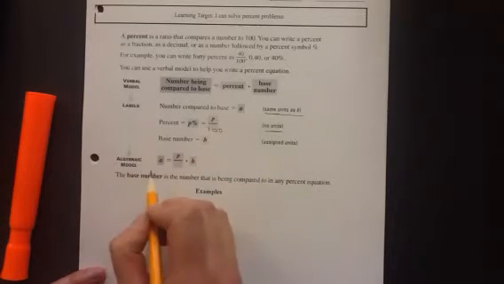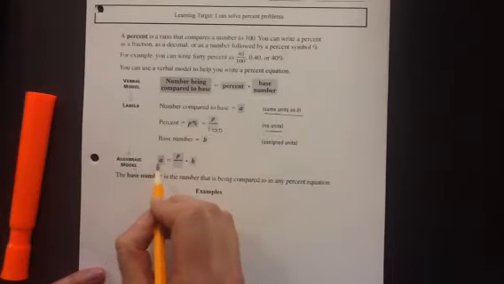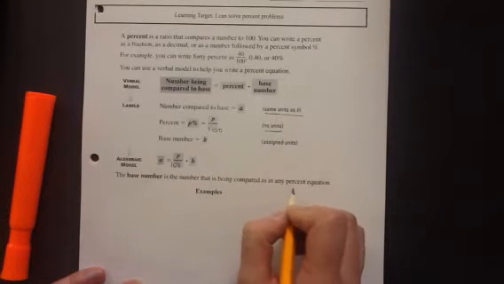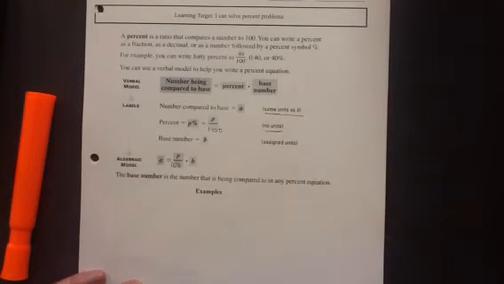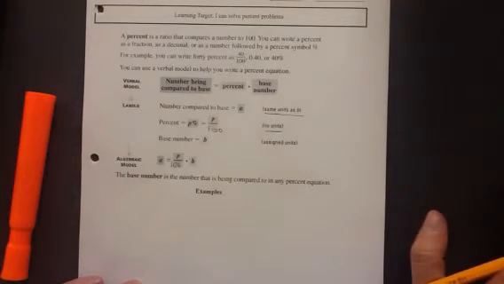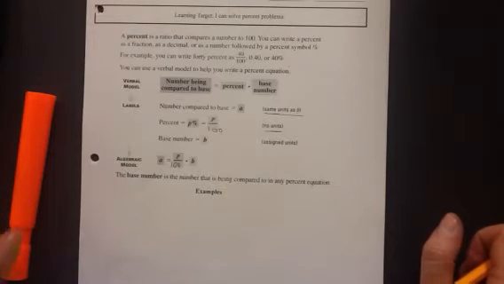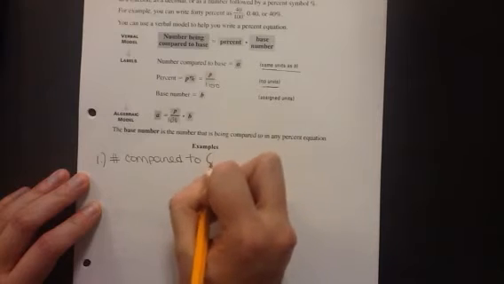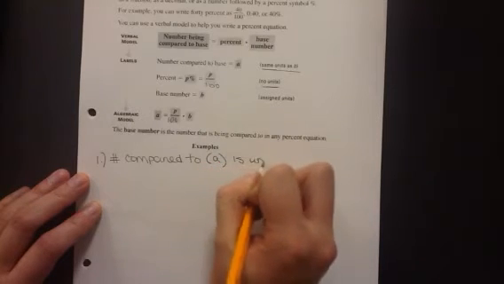The algebraic model for this verbal model is A is equal to P over 100 times B. The base number is the number that is being compared to in any percent equation. We'll go through about 3 examples, one of each different kind. For the first example, the number we're comparing, our A value, is unknown.